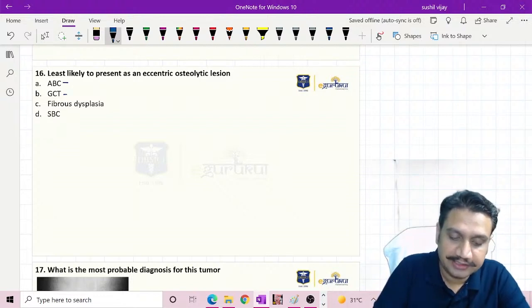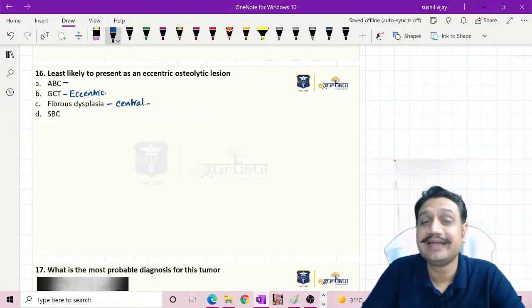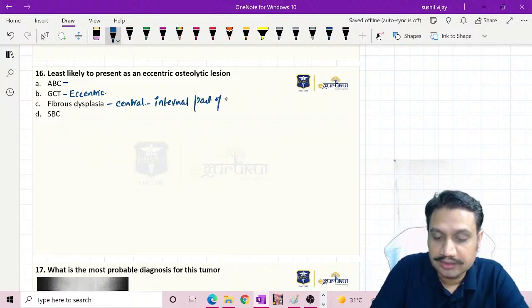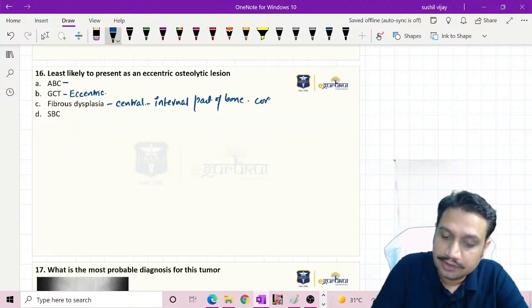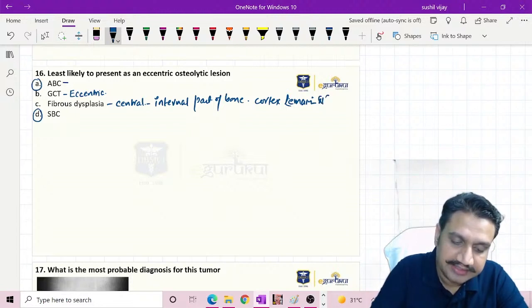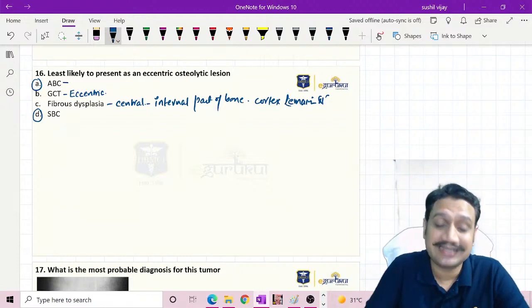ABC, giant cell tumor. Giant cell tumor is eccentric. Okay, fibrous dysplasia, it is usually central. Central means these are not the lytic lesions, but basically they eat up the whole bone, right? These are seen in the internal part of the bone. The cortex remains normal, right? ABC and simple bone cyst, these are again least likely to present. Actually, it should not be least likely, it is most likely, which is seen as an eccentric lytic lesion.